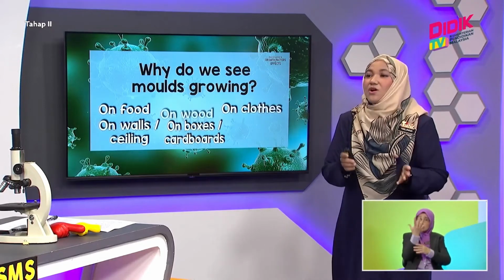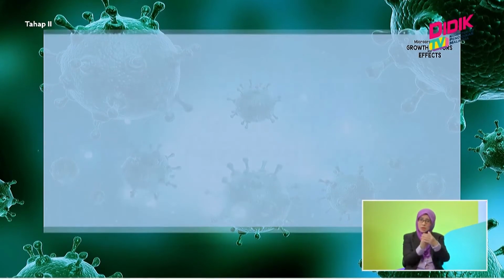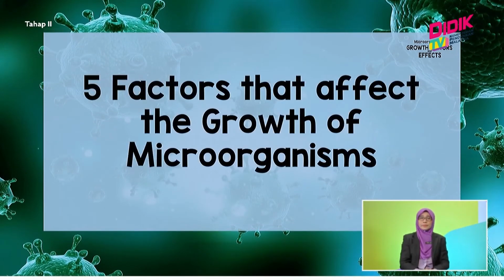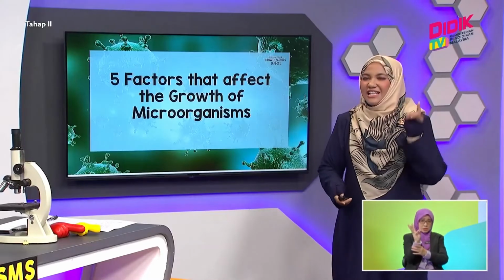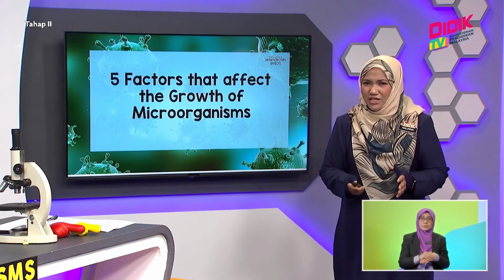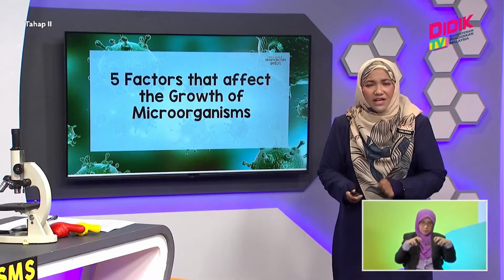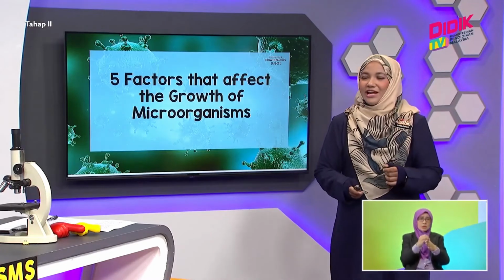Molds can grow on food, on wall ceilings, on wood, clothes. Okay, like we have mentioned just now. All right. So there are actually 5 factors that affect the growth of microorganisms. So I'm gonna spell it out for you, and let's see if we can make investigations on it to prove that these 5 factors really do affect the growth of microorganisms.